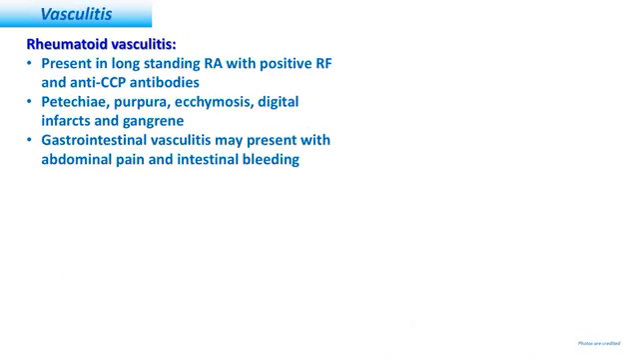Now let us discuss the vasculitis changes. Another extra-articular manifestation, rheumatoid vasculitis, is present in long-standing rheumatoid arthritis cases with positive rheumatoid factor and anti-CCP antibodies: petechiae, purpura, ecchymosis, digital infarct, and gangrene. Gastrointestinal vasculitis may present with abdominal pain and intestinal bleeding.